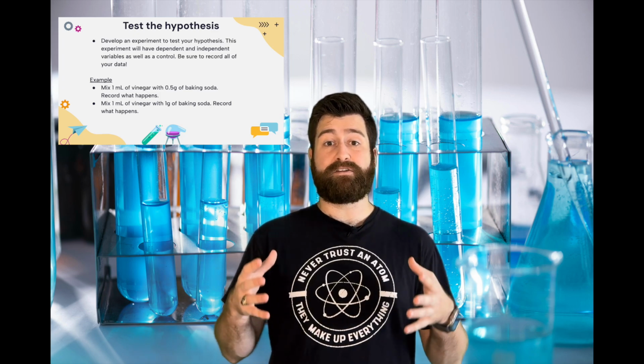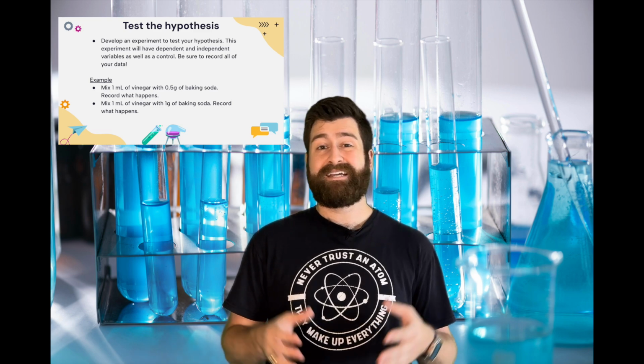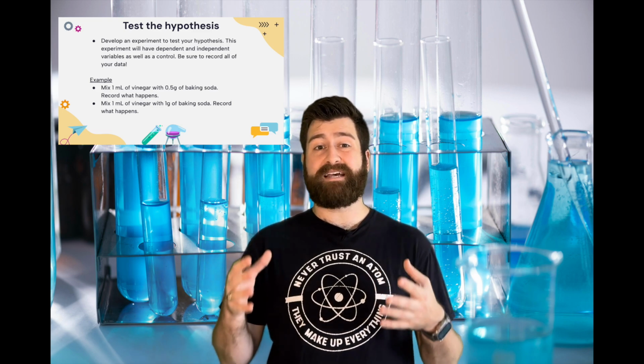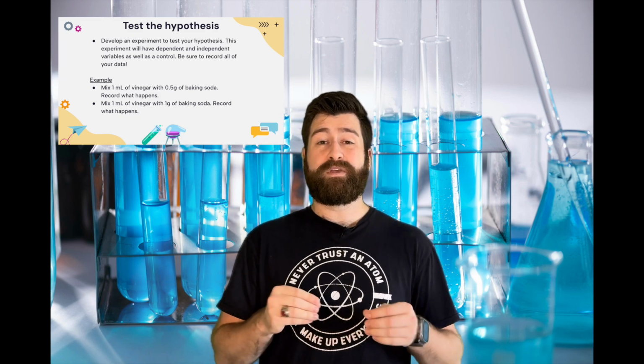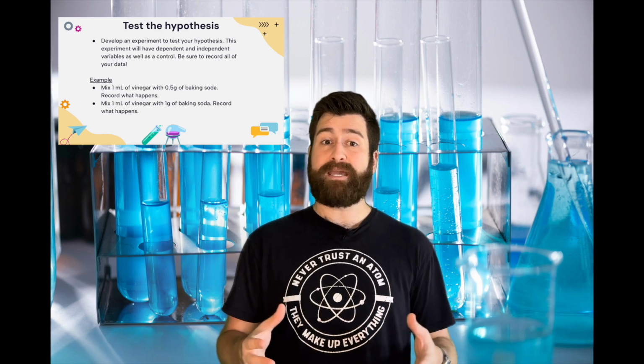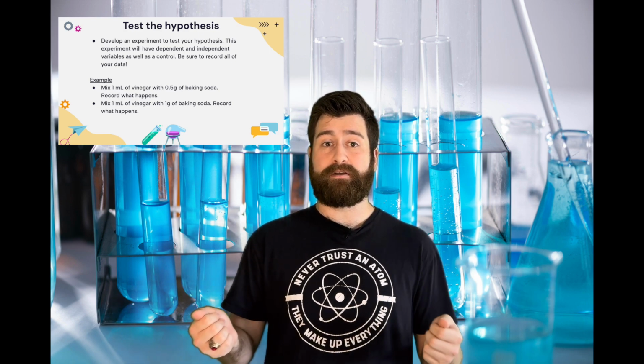Back to our example, I've observed that baking soda and vinegar form bubbles when mixed, and now I'm testing to see if that is true. To test it, I'm going to perform my experiment. To keep this simple, I'm only going to test this a couple different ways. The first way is I will mix 1 milliliter of vinegar with 0.5 grams of baking soda. Then I'm going to record what happens, because remember, the more data you have, the better.